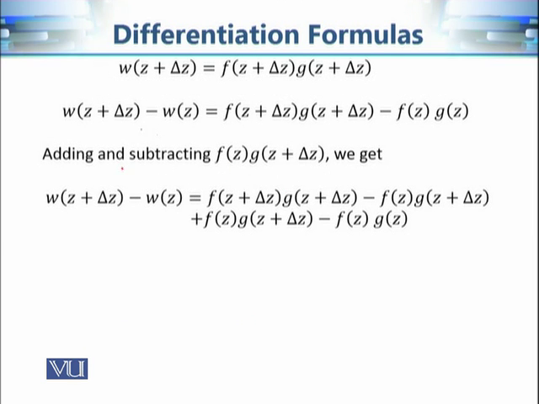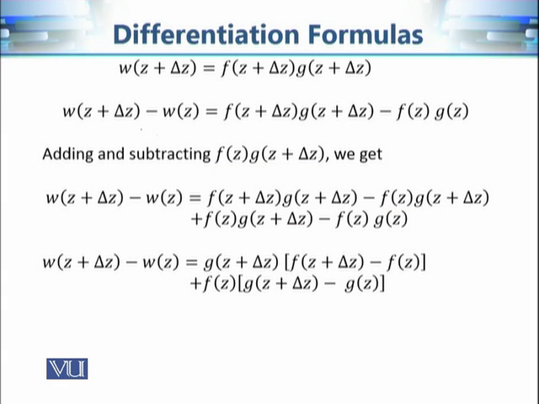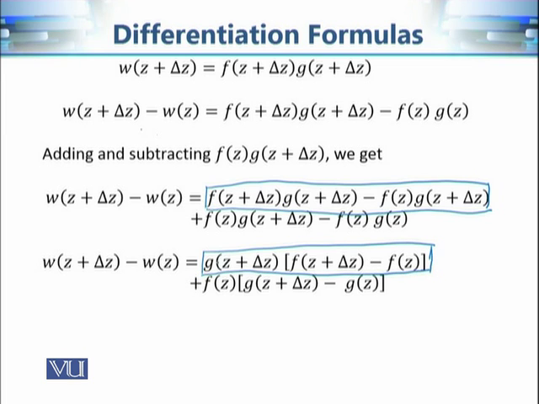Now to prove the result, we add and subtract this factor f of z into g of z plus delta z. So over here we have added this thing and subtracted this thing over here, and of course it will not affect the expression. In the next step, we just simplify them in the following way. Over here in the first two terms, we can see that g of z plus delta z is common, so we can just write it down in the following way. Over here g of z plus delta z is common, and in the next two terms we can see that this is f of z g of z plus delta z minus f of z g of z. Now over here f of z is common, so we can write it as f of z into g of z plus delta z minus g of z. Now on the left side we can see that it is w of z plus delta z minus w of z.